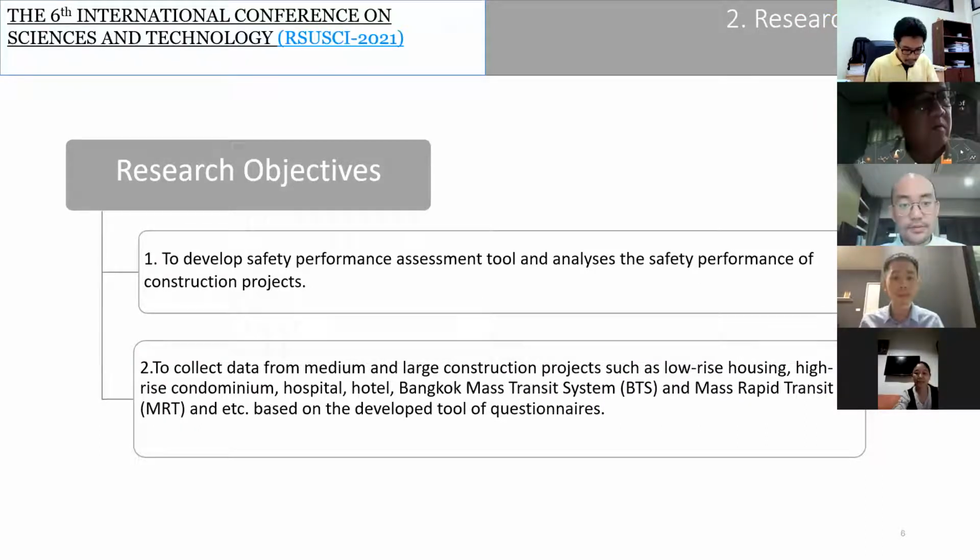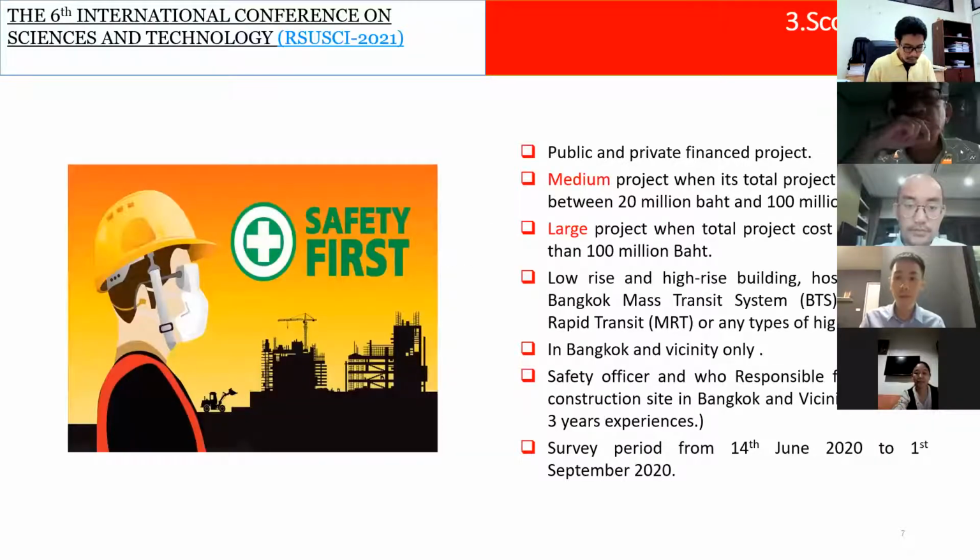There are 2 objectives. The first objective is to develop the safety performance assessment tool and analyze the safety performance of construction projects. The second is to collect data from medium and large projects based on the developed tool, the questionnaire. For the scope of the study, I want to focus on public and private finance projects.